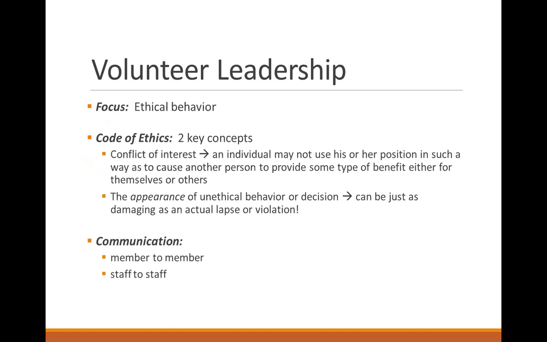And woven all throughout all of this is communication. Very important. Remember, member to member, staff to staff. And there's all those other iterations of volunteer to volunteer, board to board. For me, it's just easier to remember member to member and staff to staff, because board to board, those are your members, and volunteer to volunteer, those are your members too. So just member to member, staff to staff.